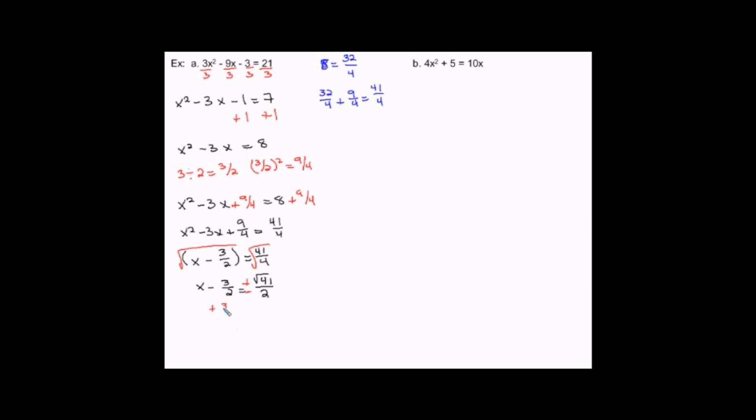Need to add 3 halves to both sides. And so I get x is equal to 3 halves plus or minus the square root of 41/2. Since my denominators match, I need to combine this. Sorry, this is so cramped. That should be plus or minus. Let's try that again. So 3 plus or minus the square root of 41/2.